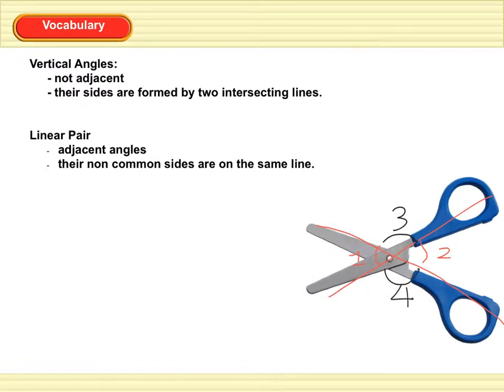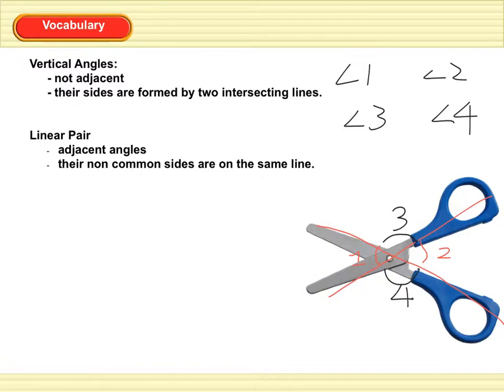If you look at angle 1 and angle 2, they're not adjacent, and their sides are formed by two intersecting lines. So they don't share the same sides. They're direct opposites of each other. So those two are a pair of vertical angles. And for the same reason, angle 3 and angle 4 are opposite of each other. They're not adjacent, and their sides are formed by two intersecting lines too. So that's another pair of vertical angles.